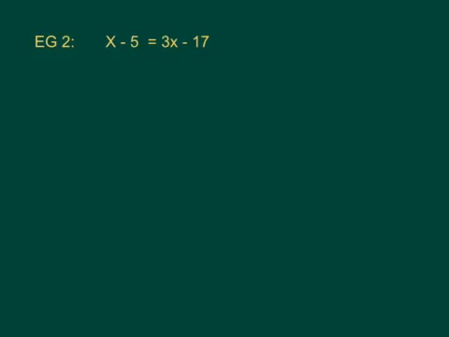Okay, here's another example. Solve this. x minus 5 equals 3x minus 17. Well, following the advice from the previous question, what you would do here is probably subtract 3x from both sides, okay? But I'm going to show you another way in a minute. But that's generally what I do. I like the x's to end up on the left-hand side of the equation, but it's not essential, as you'll see in a little while.